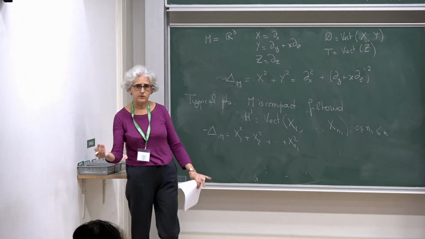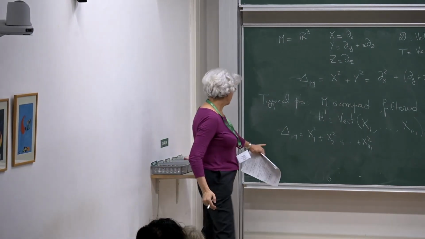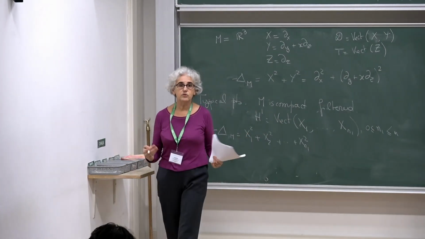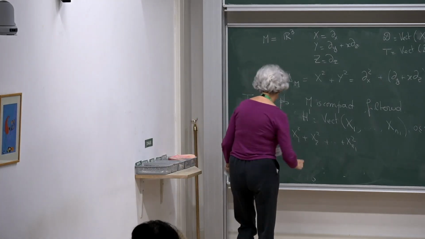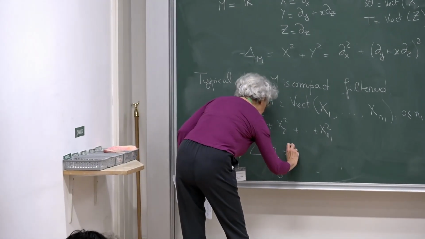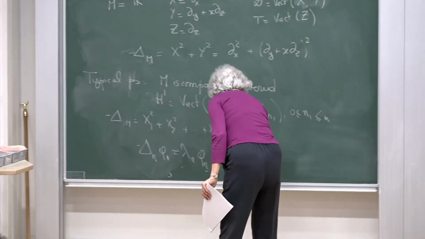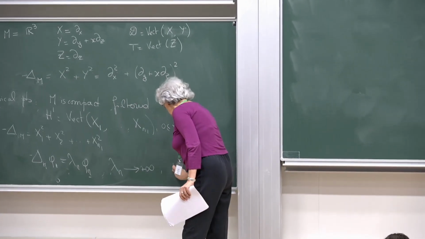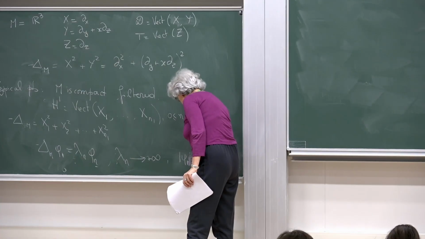You get an operator which has compact resolvent because my M is compact, and then you can look at the sequence of eigenvalues of this operator. Okay, so this is a question that has been addressed a lot in the Riemannian context. There is a sequence of eigenvalues which goes to infinity. Okay, so the phi n in H2 of M can be normalized.